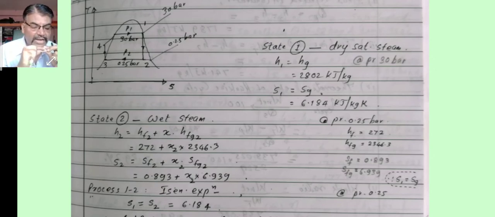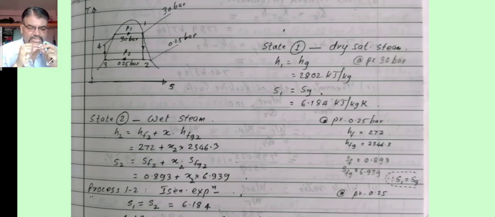At state 1 the condition of the steam is dry saturated steam, at a pressure of 30 bar. So from the pressure-based steam table, we find H1 is nothing but Hg; dry steam is nothing but gas, therefore the value of Hg is given. Now we have to find S1, the specific entropy, which is nothing but Sg. We have to take it from the table only.